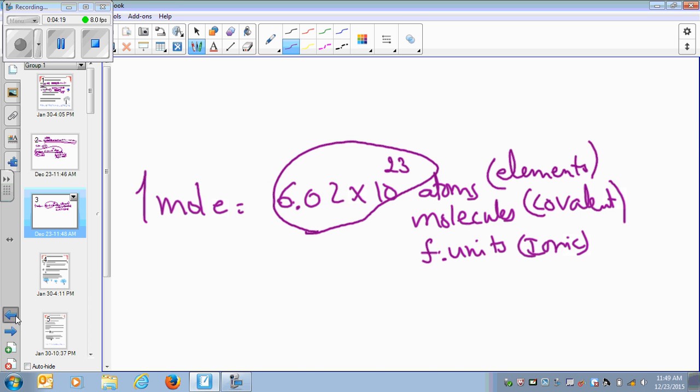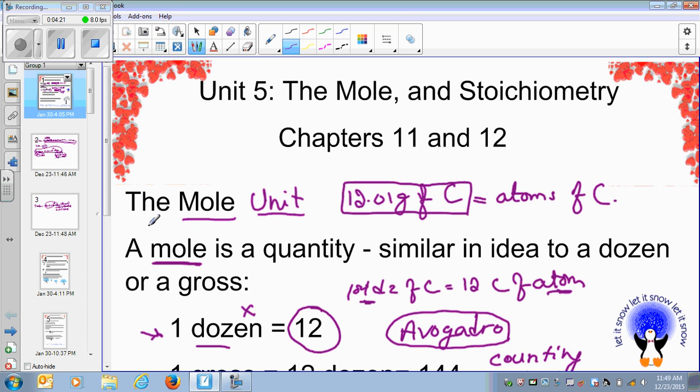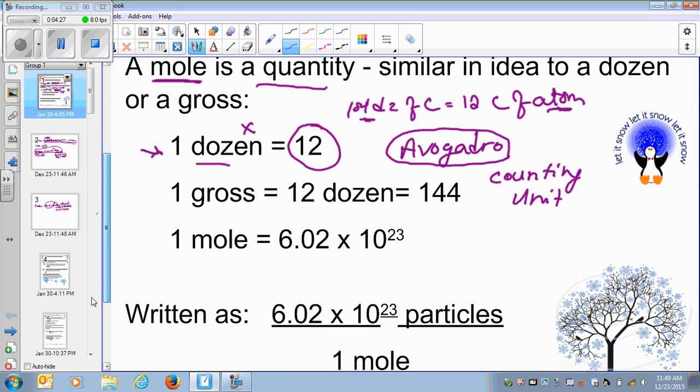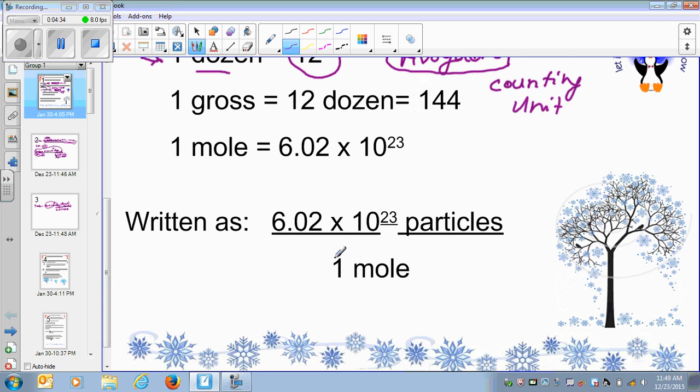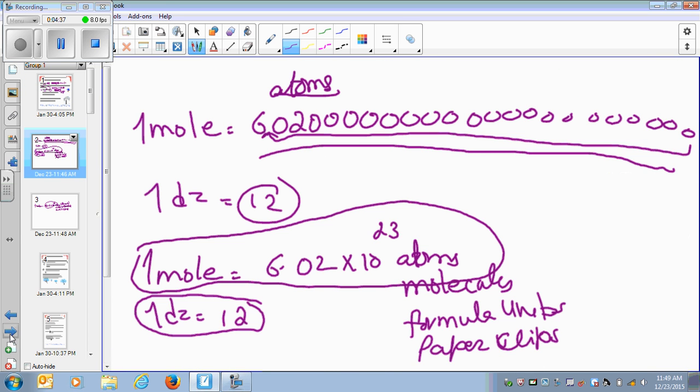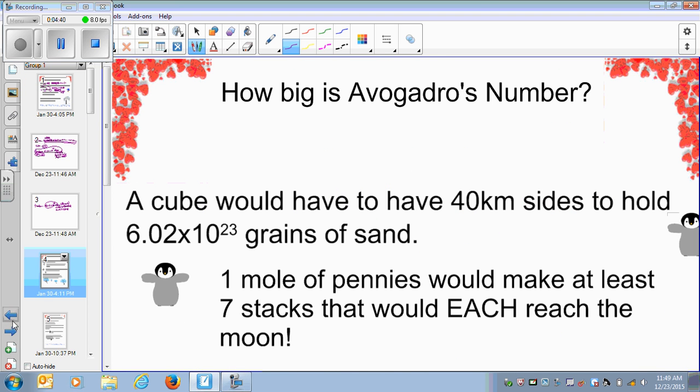So let's go back to what we were doing before. The 1 mole is a unit, a quantity similar to the idea of a dozen. 1 dozen is 12, 1 gross is 12 dozens, or 1 mole is this number. So 1 mole of anything is equal to this number. That is the bottom line that we learned as of now. Mole is a unit. We call it the Avogadro number because Avogadro was a scientist who gave us this number.